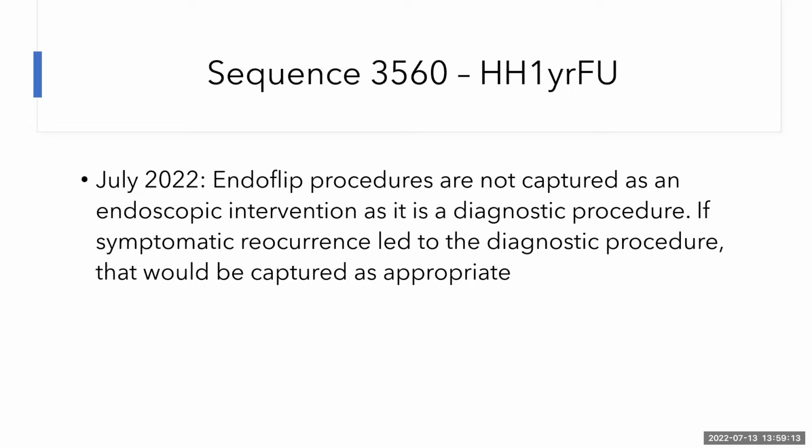Sequence 3560, hiatal hernia 1-year follow-up. And really the question applies to any follow-up. So the question is about something called an endoflip procedure. It is not captured as an endoscopic intervention. It's diagnostic. If symptomatic recurrence led to the diagnostic endoflip procedure, then you would capture that as appropriate.